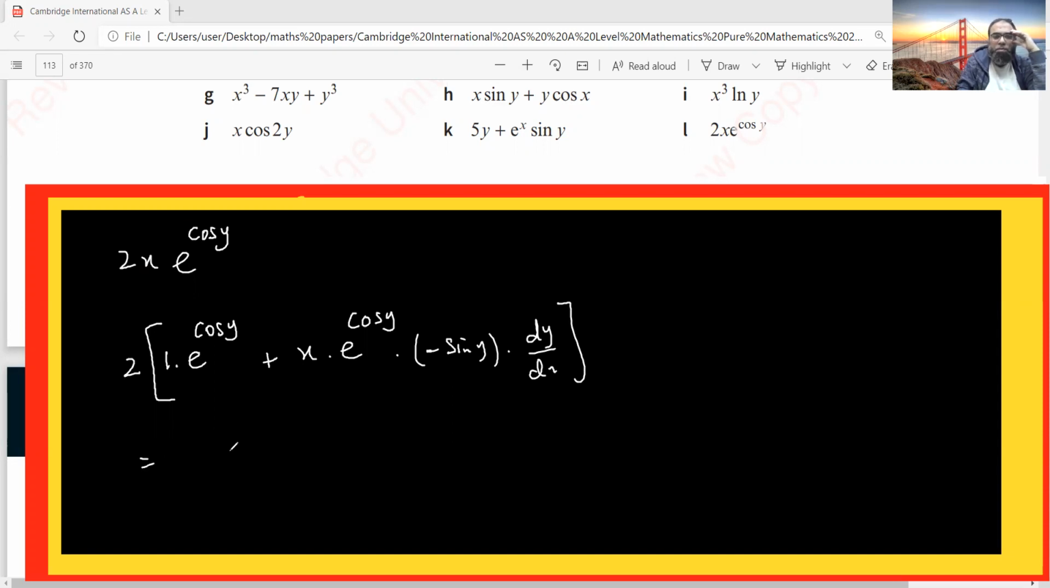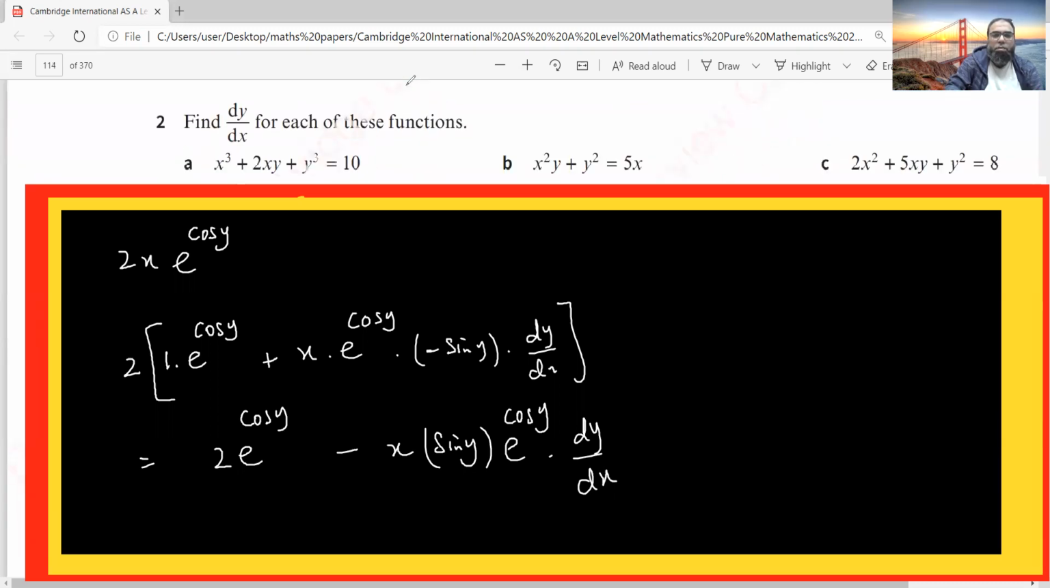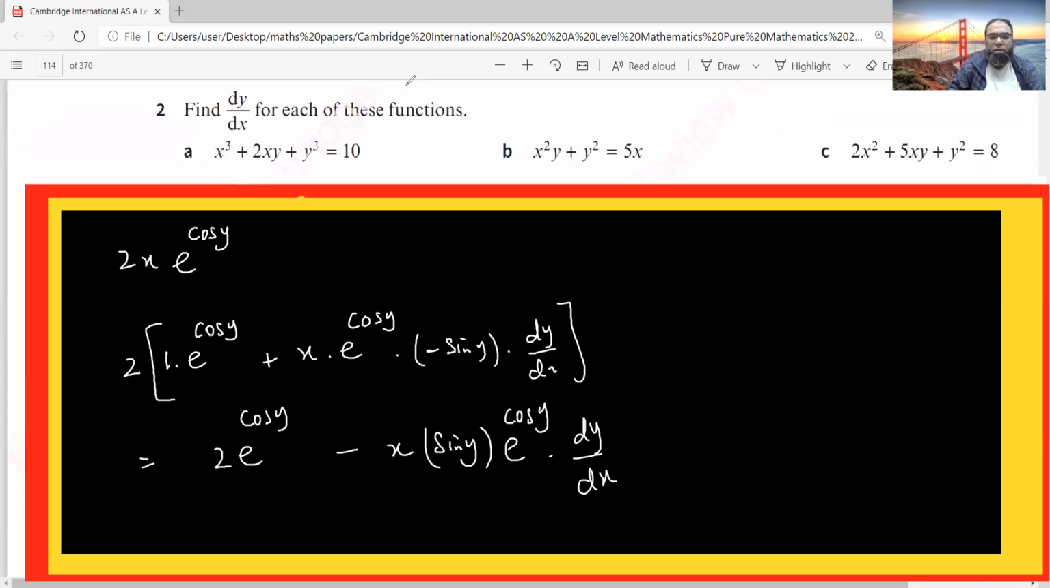So this is going to be, I'm not going to take anything common from here. This is 2 e raised to power cos y minus x sine y e raised to power cos y dy by dx. So this was it from the very first level of this implicit differentiation. Inshallah, tomorrow let me show you what we will be doing. We will be finding dy by dx from here.